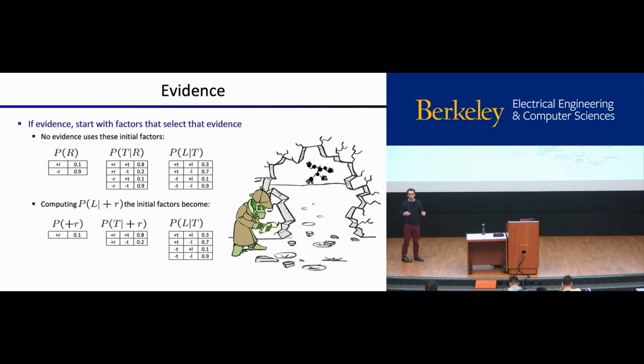So we're just selecting rows from these tables that are consistent with the evidence we've seen so far, and that shrinks our factors before we even have to multiply them together. So this saves us some work. Right? Eliminate all the variables other than the query and the evidence. Those are all the hidden variables, and we're doing the same process as before.